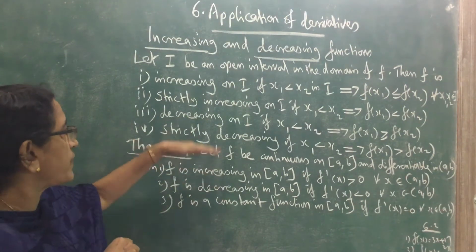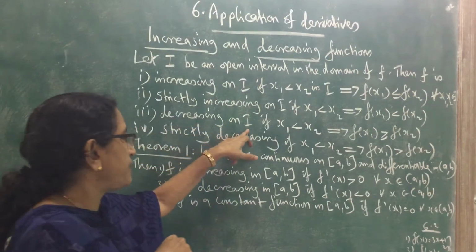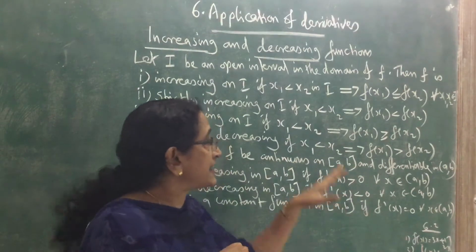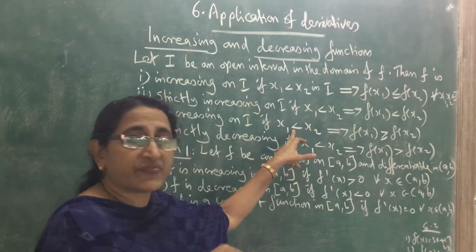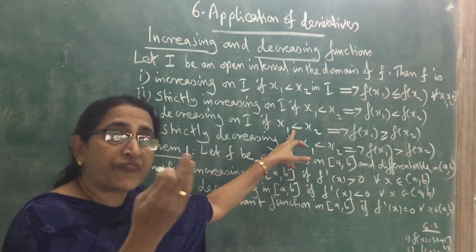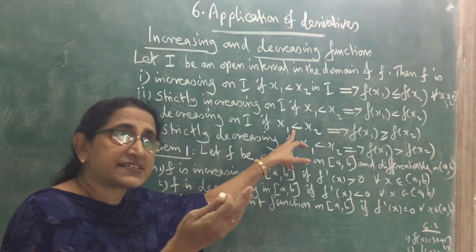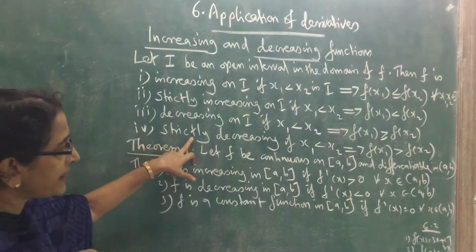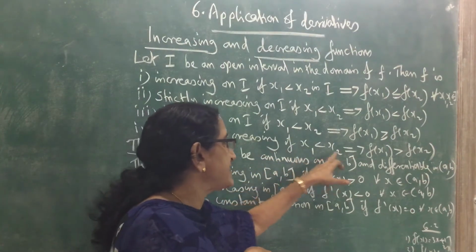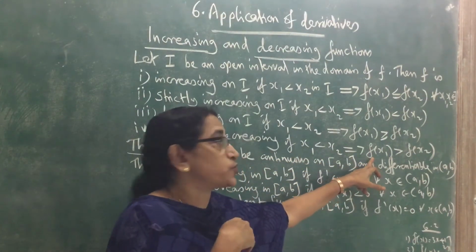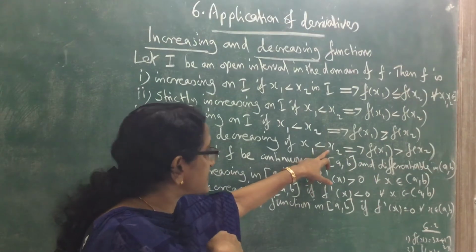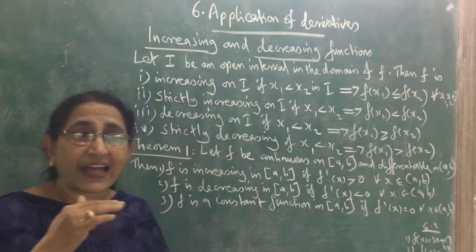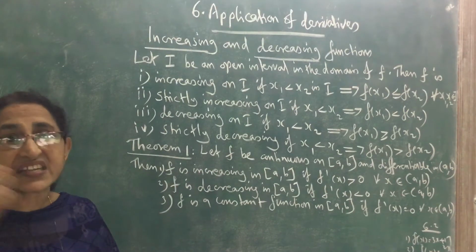Now decreasing function. Decreasing on I if x1 less than x2 implies f of x1 greater than or equal to f of x2. That means as x increases, f of x decreases. So strictly means x1 less than x2 implies f of x1 greater than f of x2. Here when x1 is less than x2, f of x1 is greater than f of x2. That means as the value of x increases, f of x decreases.